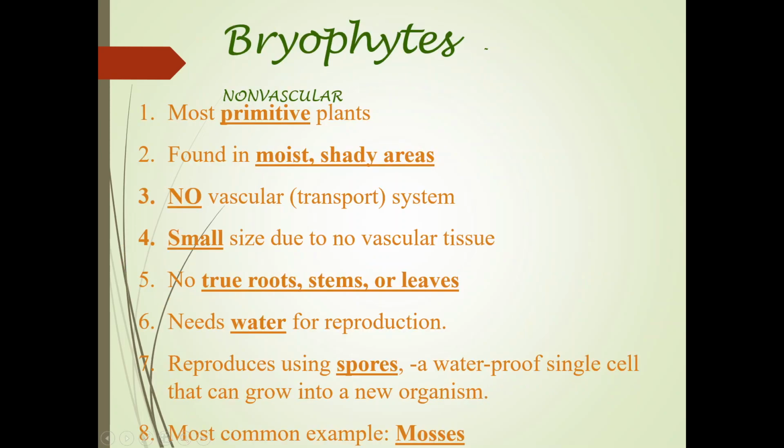Bryophytes are the most primitive plants, meaning that they are the earliest plants. They are found in moist areas, have no vascular tissue, so they are small. They also have no roots, stems, and leaves. They need water for reproduction, and they reproduce using spores. Spores are a waterproof single cell that can grow into a new organism. The most common examples of bryophytes are mosses.